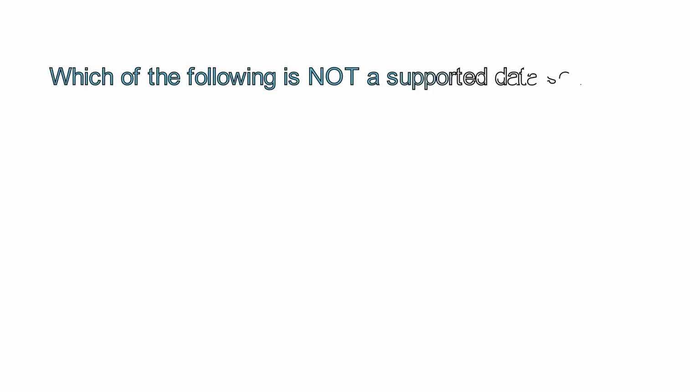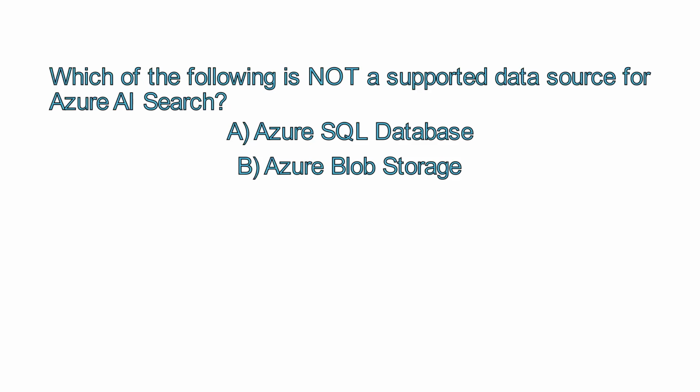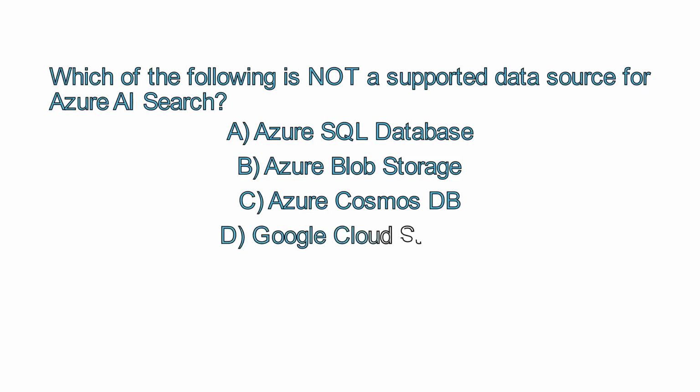Which of the following is not a supported data source for Azure AI Search? A. Azure SQL Database. B. Azure Blob Storage. C. Cosmos DB. D. Google Cloud Storage.